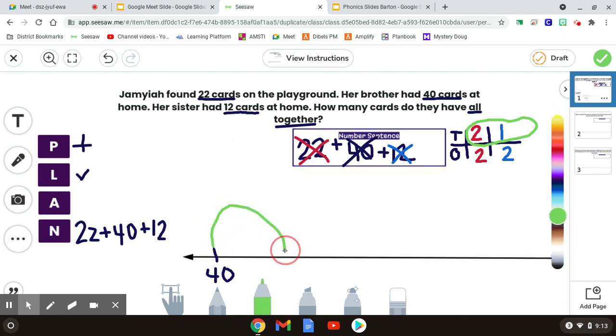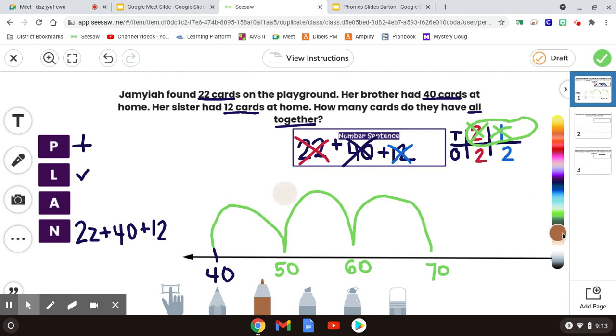So 1, 2, 3 tens. Now I've got all my tens on here. The 2 from the 22, the 1 from the 12. Mark those off. We've used them. Now before we move on to ones, let's fill in. So 40 plus 10 is 50. 50 plus 10 is 60. 60 plus 10 is 70. And then we're out of tens. So now all of our tens have been added.